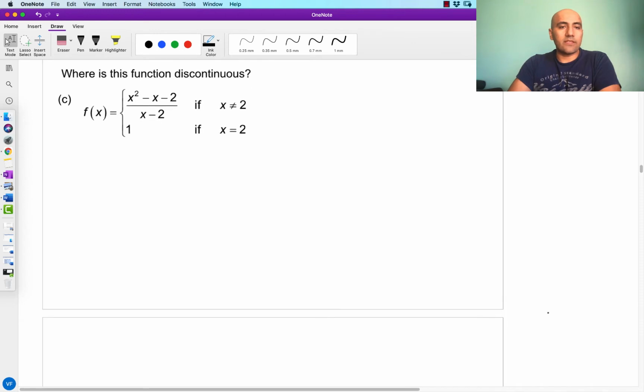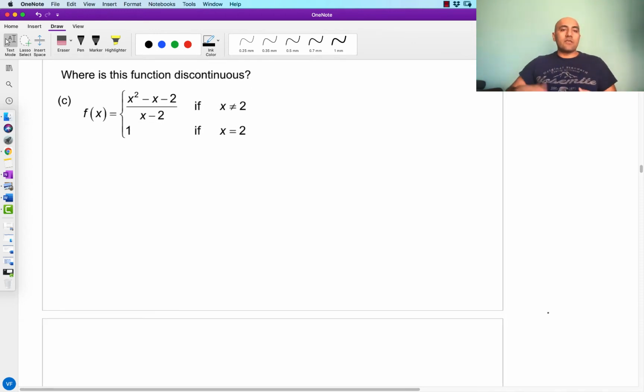Okay, so now let's take a look at this one. Where is this function discontinuous? So this is back to the first function we had before, and we saw that the function was not defined for x equals 2, right? If we put a 2 here, we get a 0. So, okay, we can fix it. We can just put a new value for x equals 2. So that takes care of that part of it.